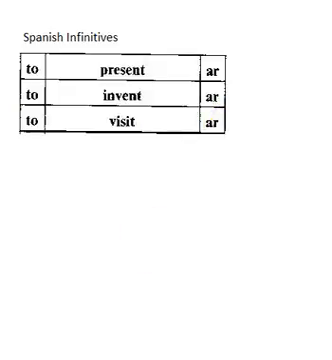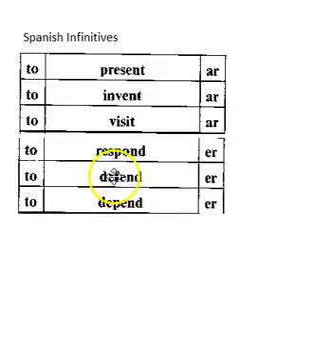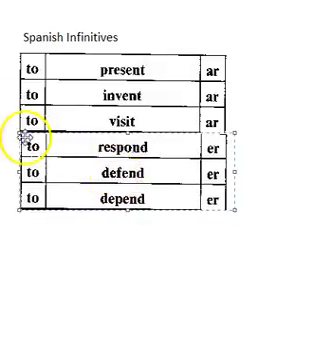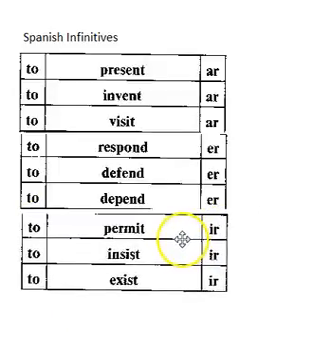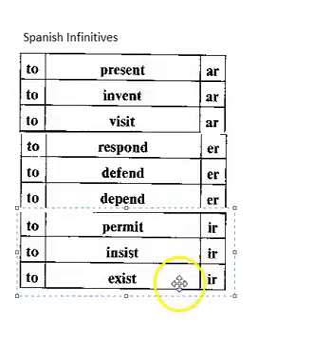There are, however, Spanish infinitives that have other endings. For example, there are some that have an ER at the end. So to respond in Spanish would be responder. To defend would be defender. To depend would be depender. There are even infinitives that end with IR. To permit would be permitir. To insist would be insistir. And to exist is existir.